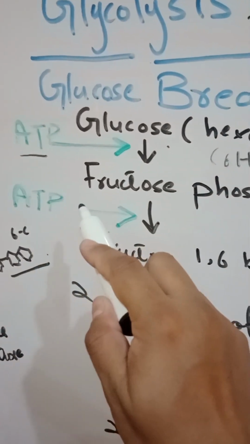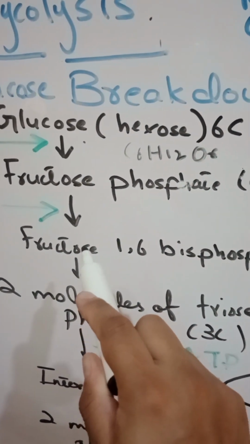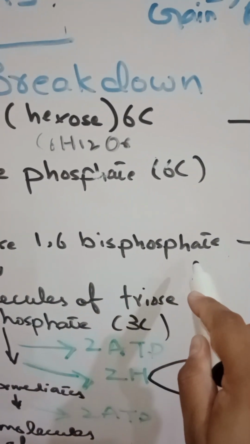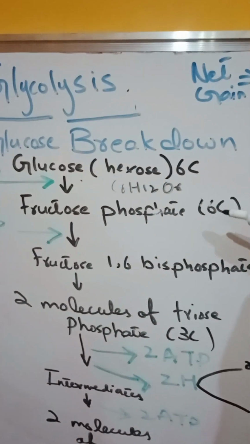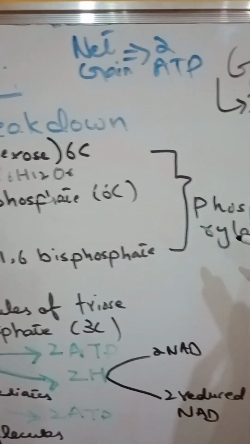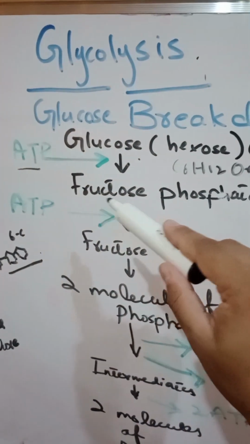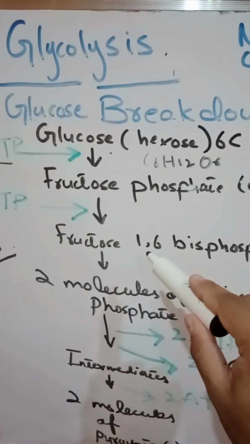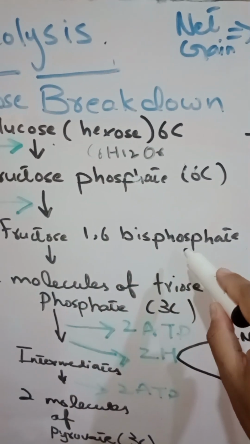Another ATP molecule will add a phosphate group into fructose phosphate. Then the next product will be fructose 1,6 bisphosphate. In the second step and third step, you can see phosphorylation occurred. ATP molecules have phosphorylated the fructose phosphate molecule.